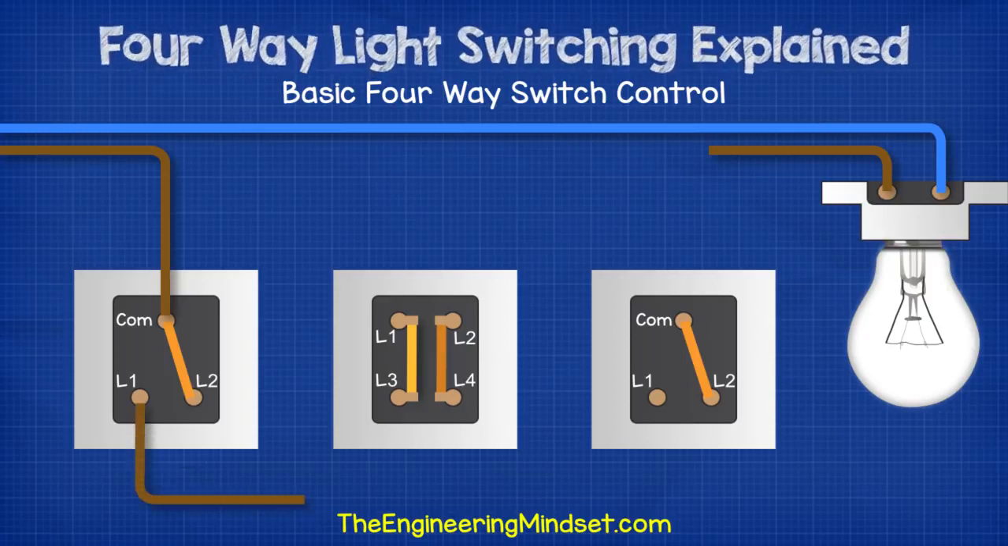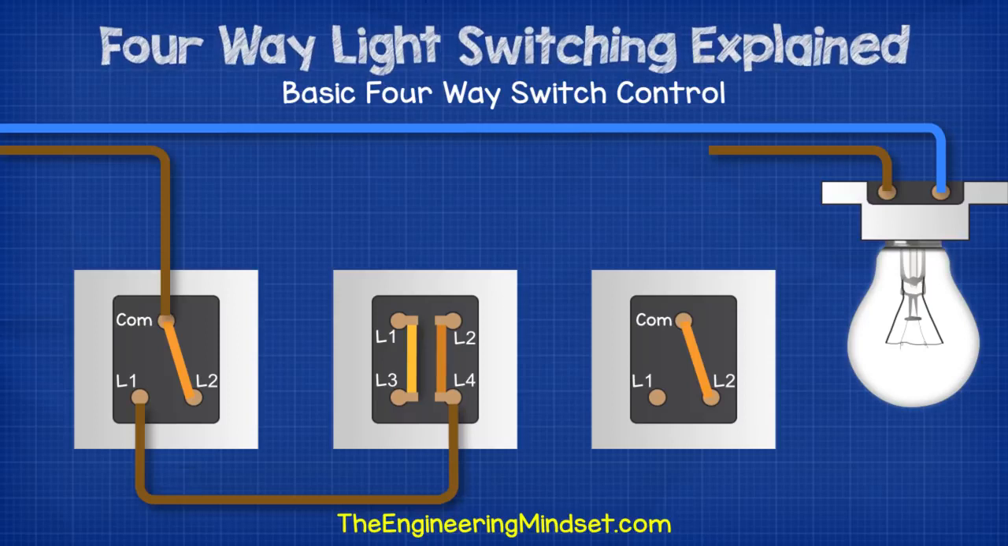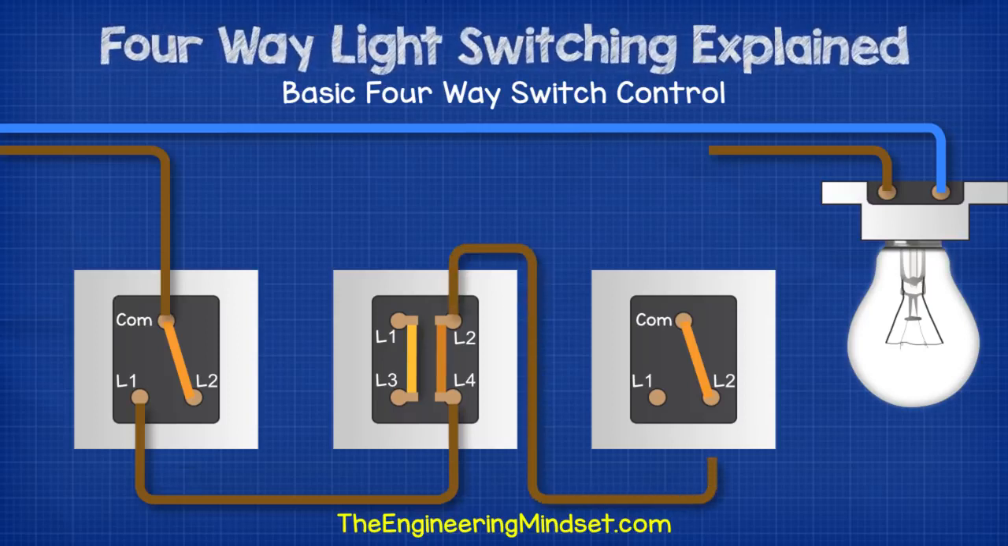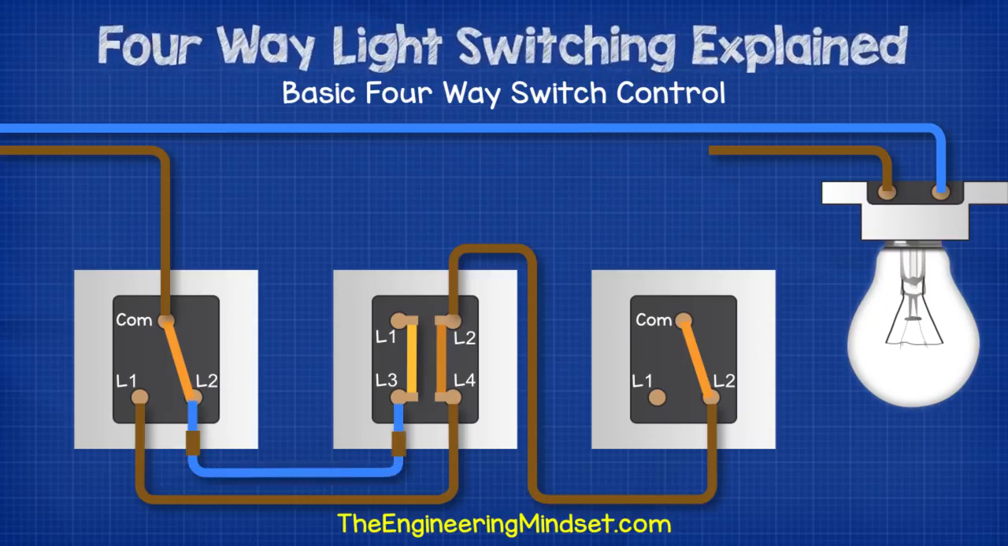We then run a brown cable from L1 of switch 1 over to L4 of switch 2. We then run a brown cable from L2 of switch 2 over to L2 of switch 3. We then run a blue wire from L2 of switch 1 over to L3 of switch 2.